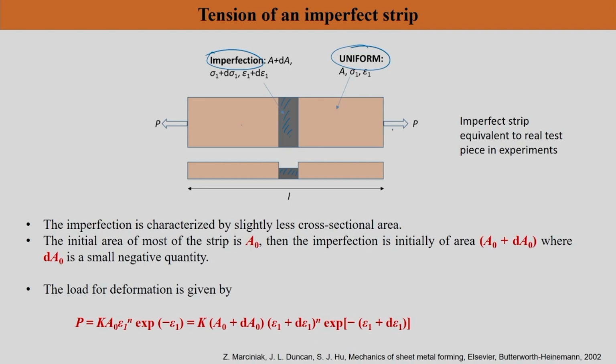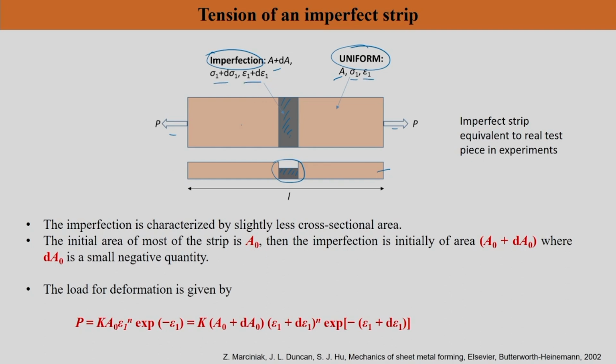So, as usual you are going to get some load with respect to strain. You can plot for this particular sample, and from the thickness direction point of view, what is the difference between the imperfect region and the uniform region is basically that in the imperfect region you have a small change in thickness as compared to your uniform region, and that will lead to a change in area of cross section. Here if it is A, here it is A plus dA. If it is sigma 1, it is sigma 1 plus d sigma 1. Here it is epsilon 1, it is epsilon 1 plus d epsilon 1.